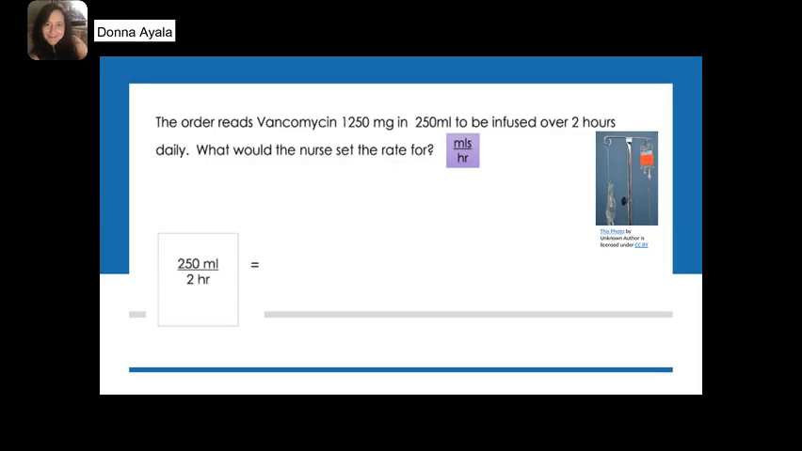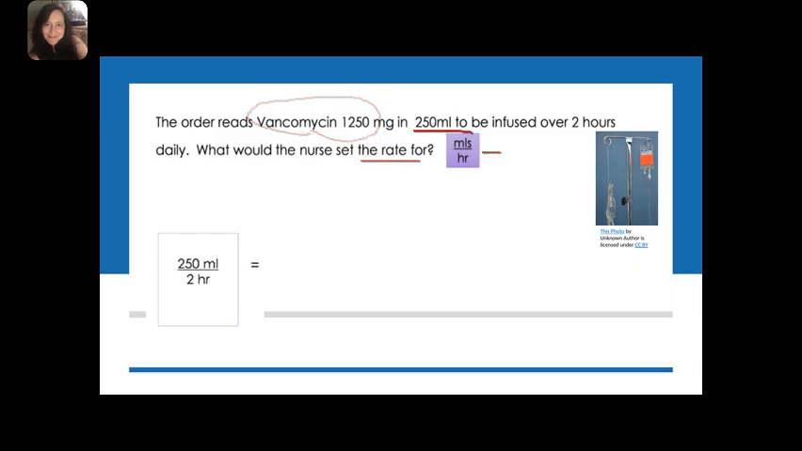Now, let's take a look at another problem where the concentration of medication is not as relevant because we have the rate of administration, and what is the order is really 250 mils to be infused over 2 hours. And within that 250 mils, we do have, of course, the medication concentration there. But that is not necessary to understand the rate. So we are solving for mils per hour.